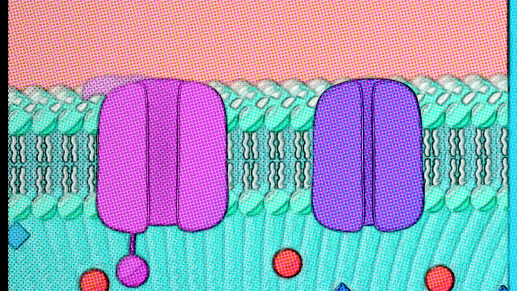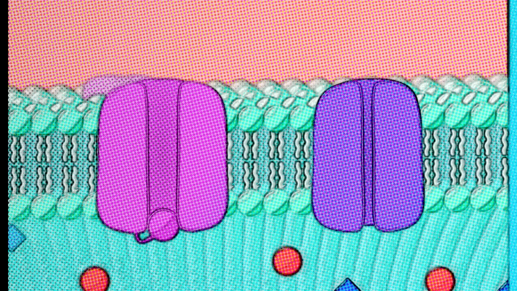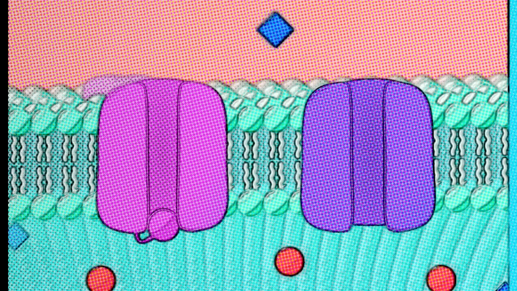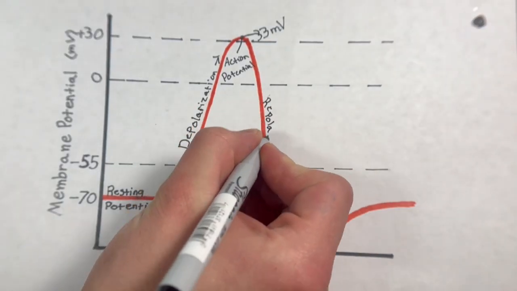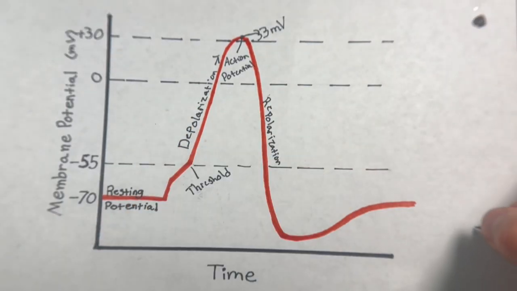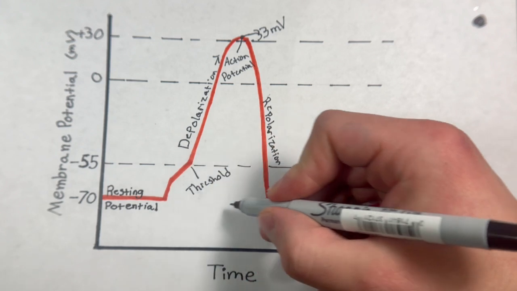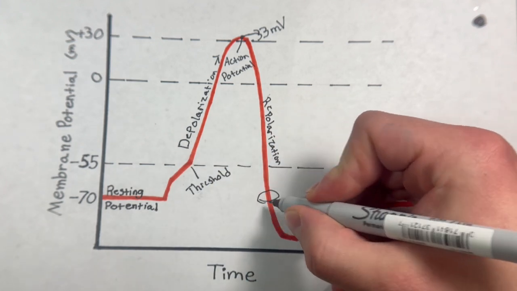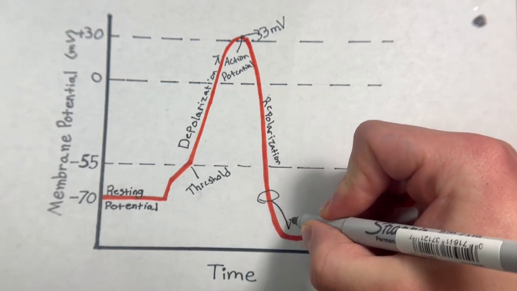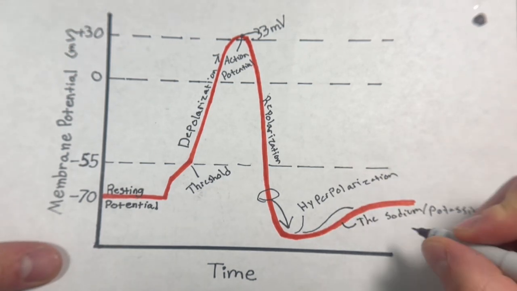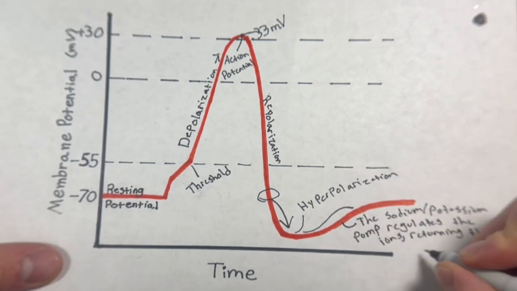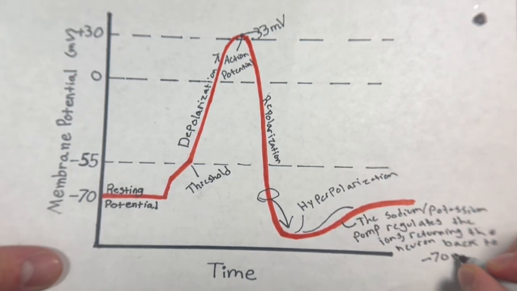Back in the original axon, sodium channels close and potassium channels open. These channels allow potassium that is inside the cell to exit, allowing the cell to repolarize. From here, the neuron reaches its original state of resting potential at negative 70 millivolts, but will overshoot and reach a point of hyperpolarization. From this point, the sodium-potassium pump will regulate the neuron, pumping potassium into the axon and sodium back out.